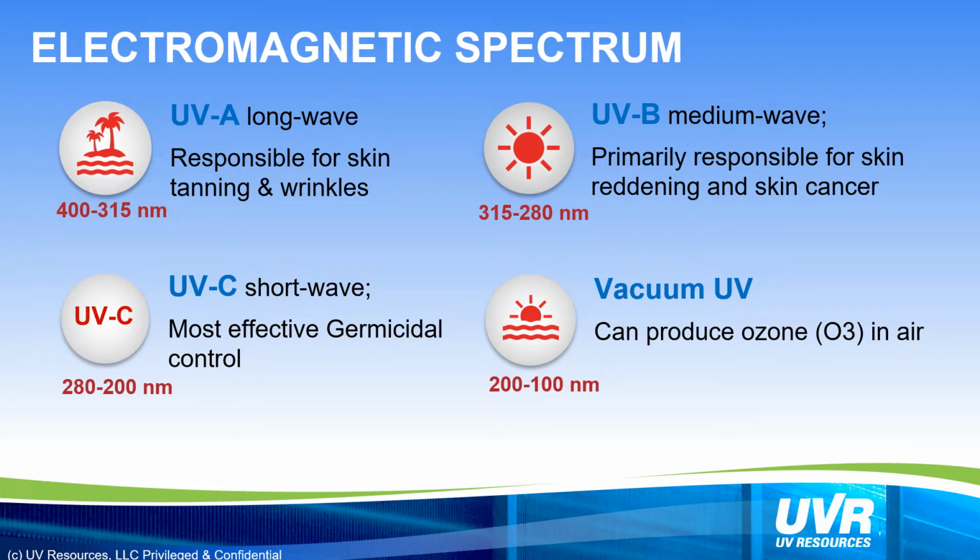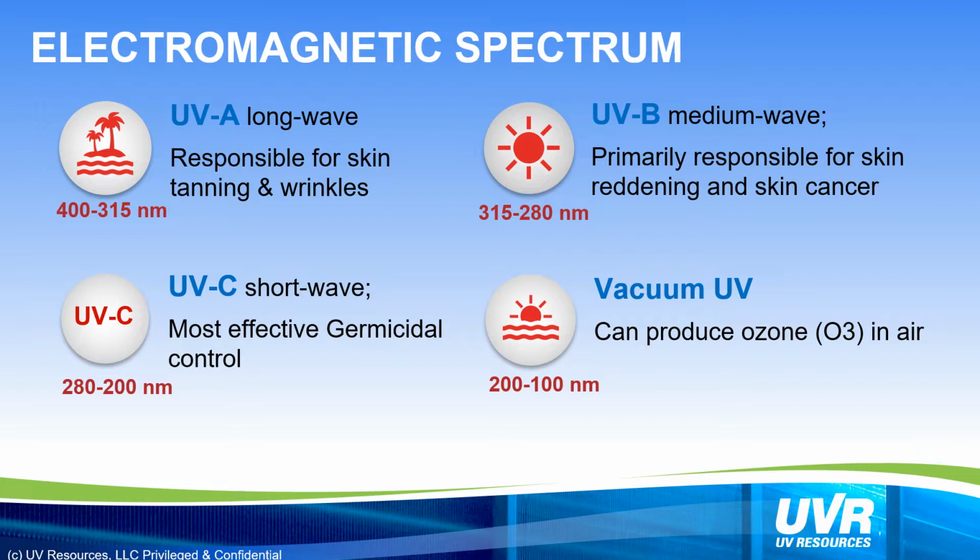Going clockwise from the left, we have UVA, which ranges from 400 to 315 nanometers. UVA is the longest wavelength, penetrating the deepest and causing age spots and wrinkles. Next, we have UVB, which ranges from 315 to 280 nanometers. UVB is the second shortest wavelength and is the main culprit of sunburn. Next, we have UVC, which ranges from 280 to 200 nanometers. It's the shortest wavelength and the most effective for disinfection.